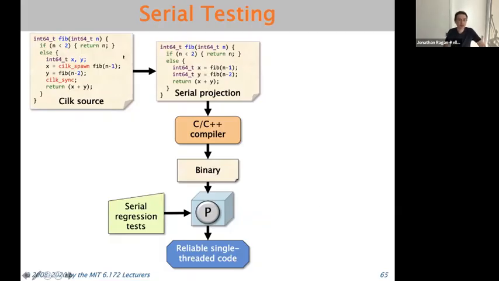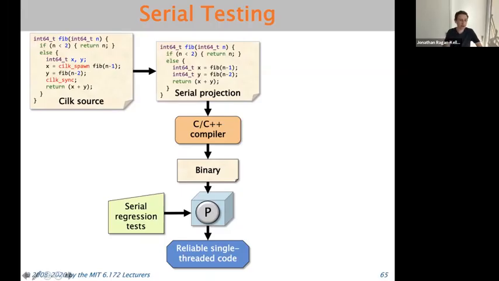Similarly, one of the nice things about Silk is that it's been designed so that the serial projection is semantically equivalent, if you're using all the constructs correctly. You can do all your normal testing like you would on a regular serial program. You can take the serial projection of your Silk source, run that through a regular serial C compiler, and run regular serial regression tests, and get reliable, reproducible, single-threaded code that's really easy to test and to step through with a single-stepping debugger and all that kind of stuff.